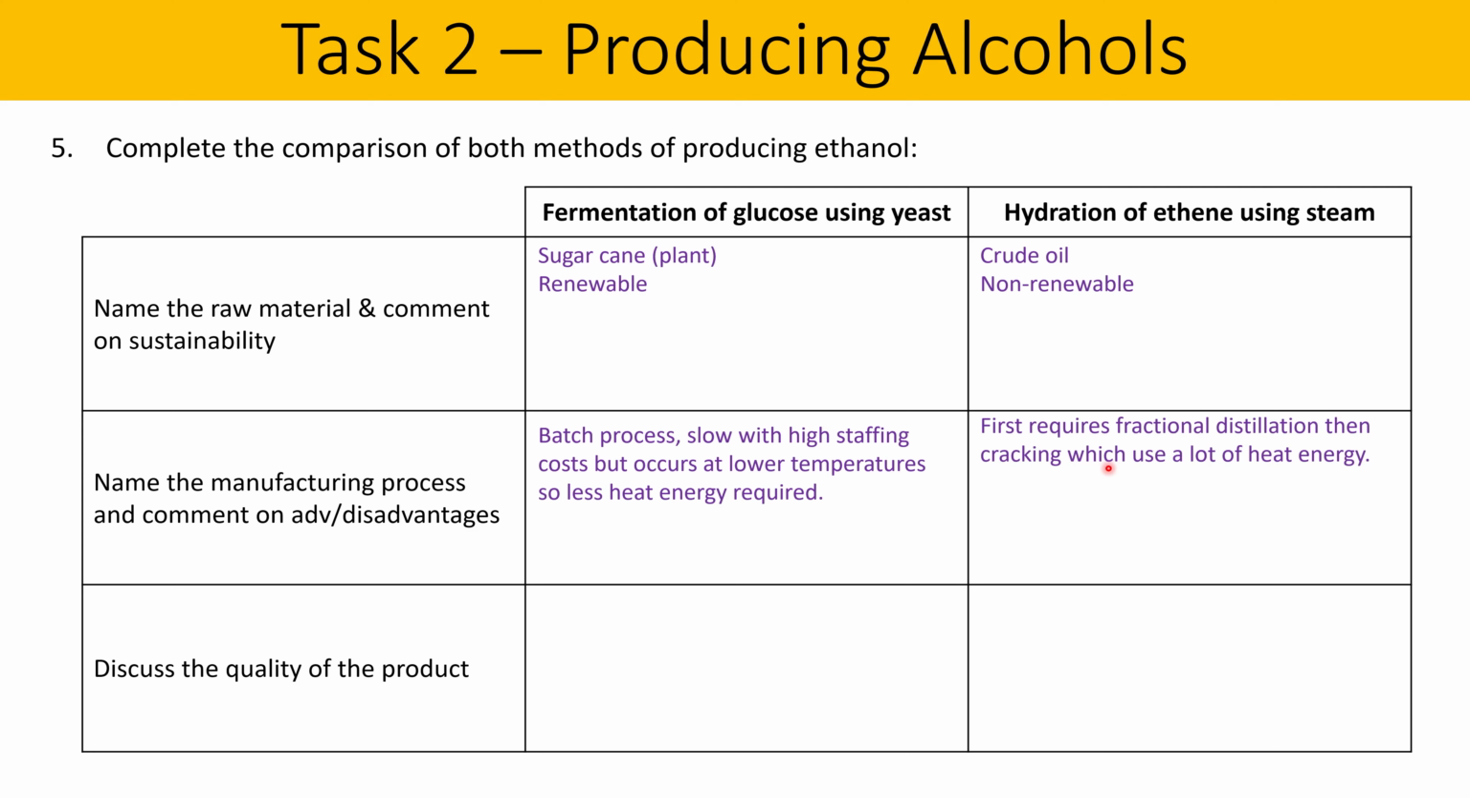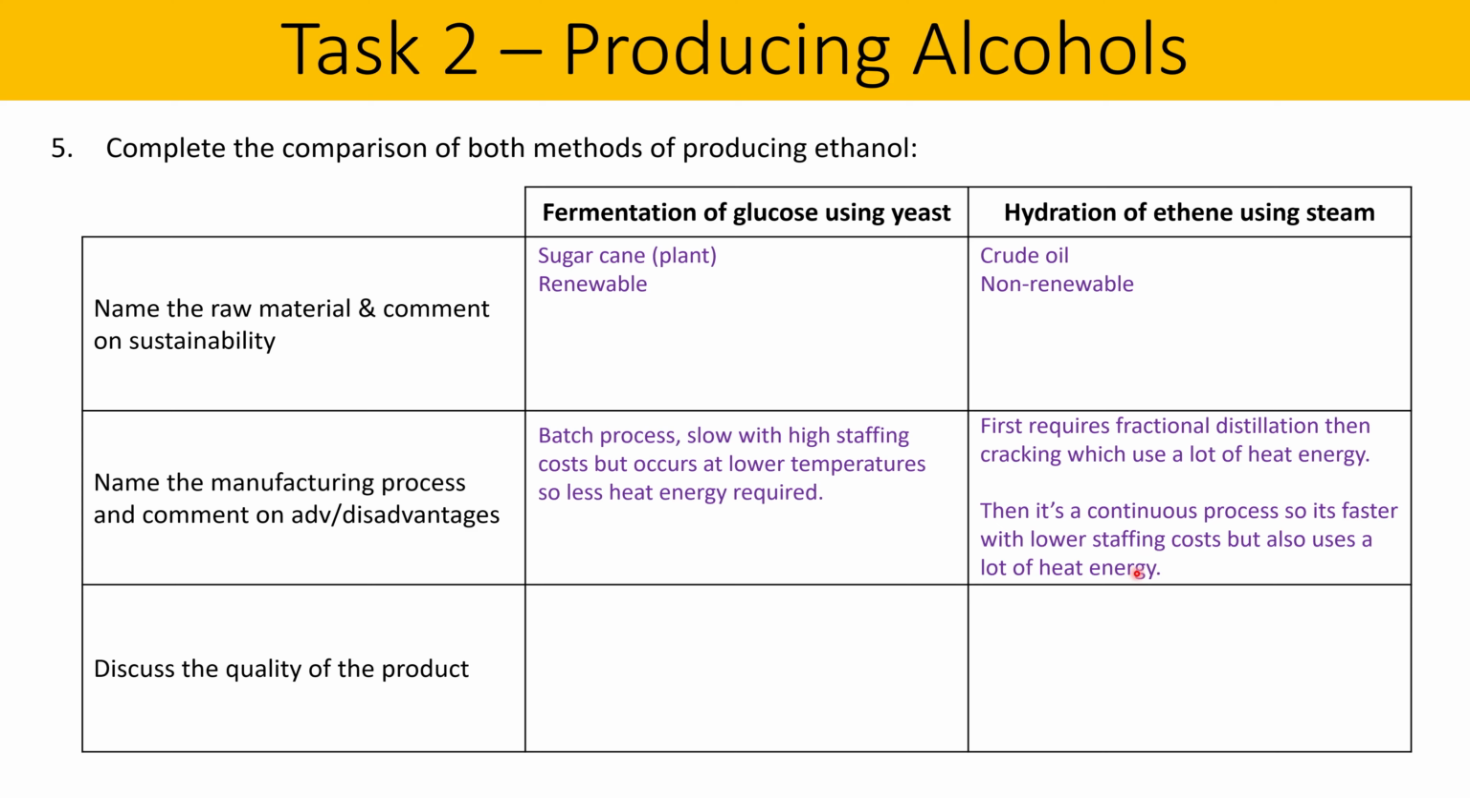Whereas for the hydration of ethene using steam, we first needed to fractionally distill the crude oil and then undergo cracking, which both used quite a lot of heat energy. But the overall process that directly forms ethanol was a continuous process, the hydration of ethene. So it was much faster and had lower staffing costs, but again used quite a lot of heat energy. It's always important to remember that the heat energy used for any of these processes likely comes from the combustion of fossil fuels inside a power plant.